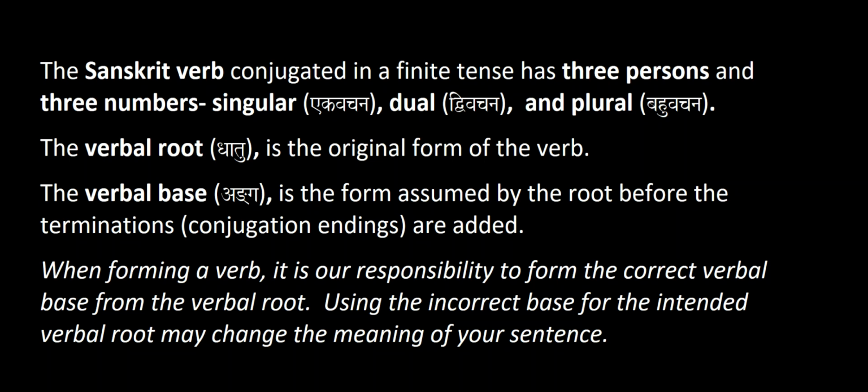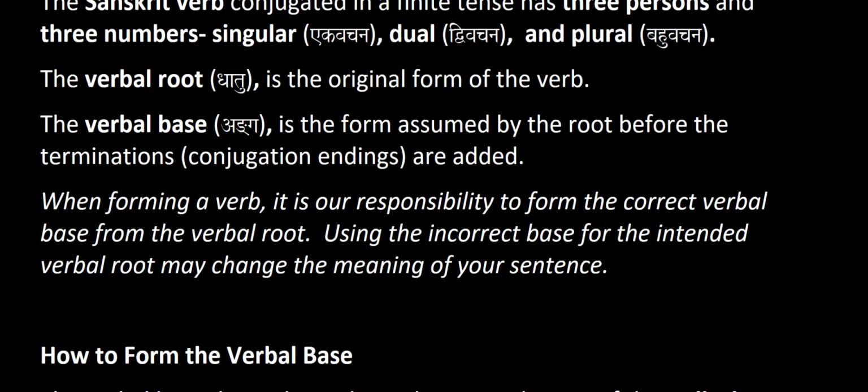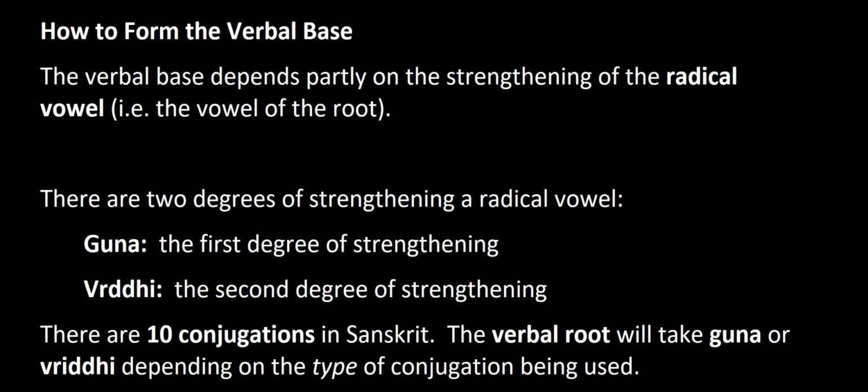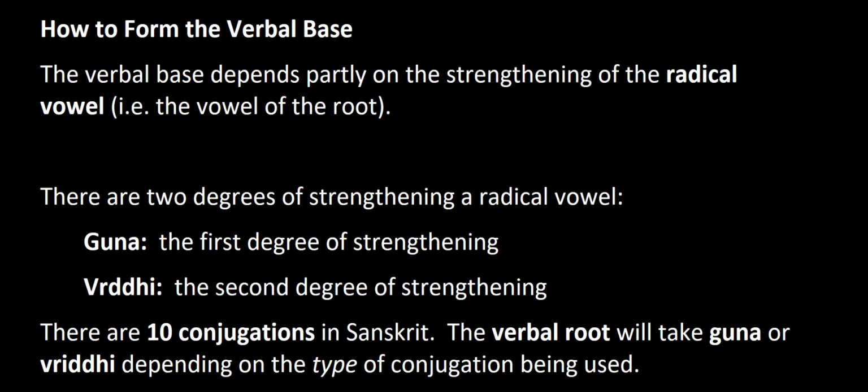There are several rules to forming the verbal base, so now we'll be moving on to learning how to form the verbal base. The verbal base depends partly on the strengthening of the radical vowel. What is a radical vowel? The radical vowel is basically the vowel that is inside of the root. There are 2 degrees of strengthening your radical vowel: either guna or Vrddhi.